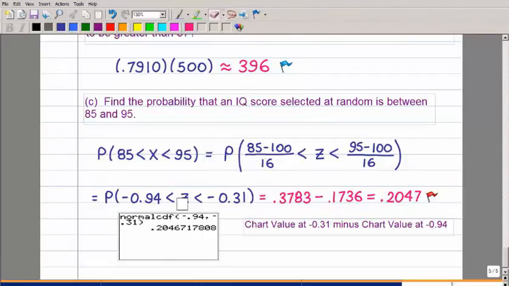And that concludes the normal distribution part 2.